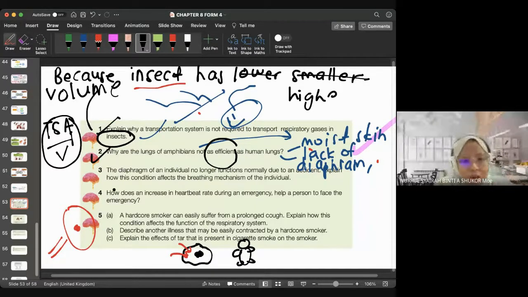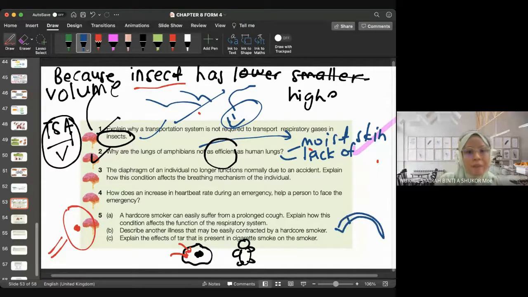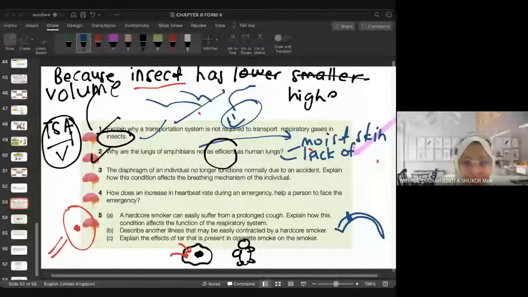Number 3: the diaphragm of an individual no longer functions normally due to an accident. This is high impact, like being hit by a car. Even if your rib cage has no problem, suddenly your diaphragm tears. Explain how this condition affects the breathing mechanism of the individual. To answer, you must know the function of the diaphragm, which we answered before. Alright, question number 3.